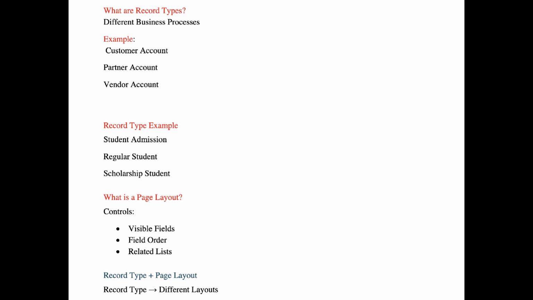Page layout determines how information appears on the screen. It controls which fields are visible, where they appear, and what users can interact with. Think of it as arranging furniture inside a room. The same room can be organized differently depending on the needs of the users. One of the most powerful features of Salesforce is combining record types with page layouts. For example, customer accounts and vendor accounts can have completely different screens while using the same object. This provides flexibility without creating additional objects.